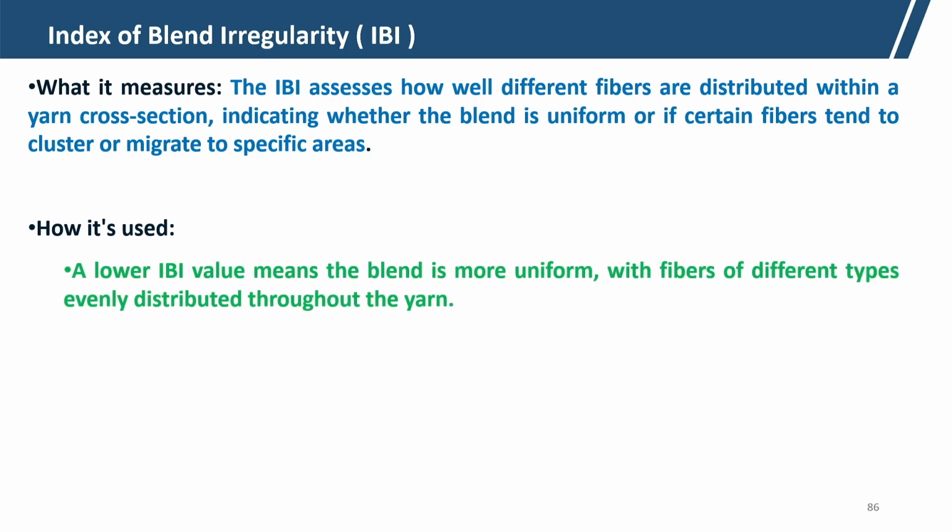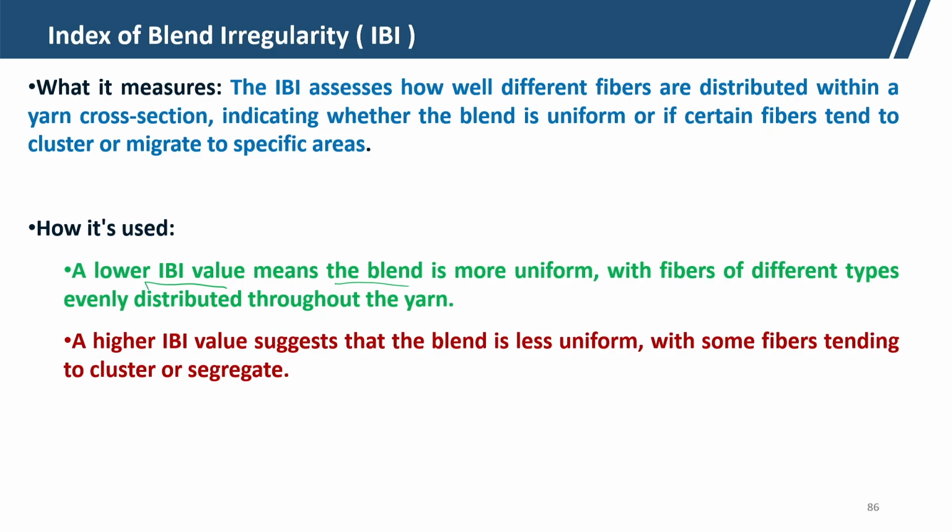So, how can you use it? A low index means the blend is uniform, with fibers of different types evenly distributed throughout the yarn. So, a higher IBI, index of blend irregularity, means it is not uniformly distributed. A higher IBI value suggests that the blend is less uniform, with some fibers tending toward cluster formation.